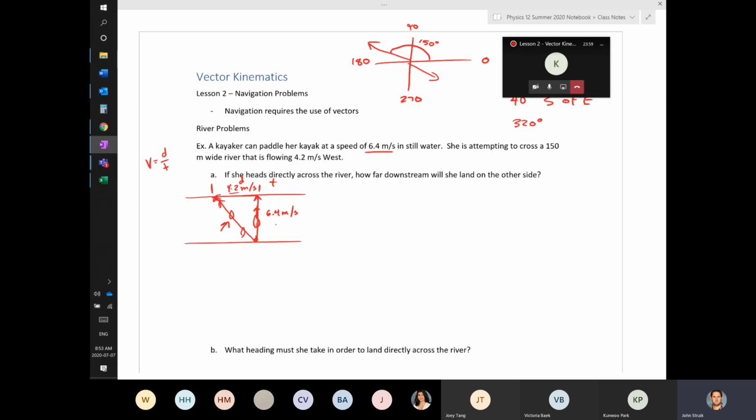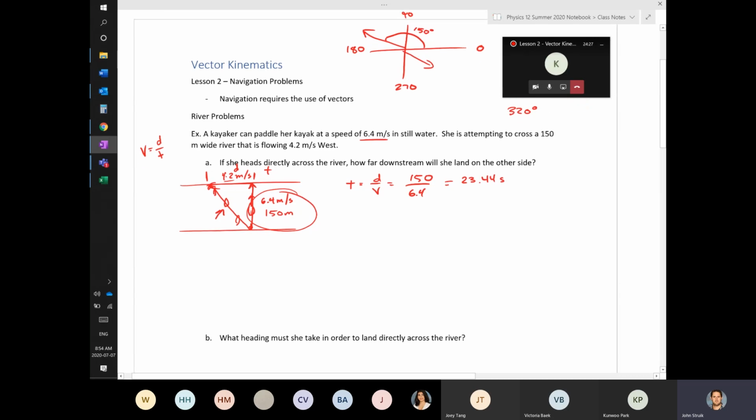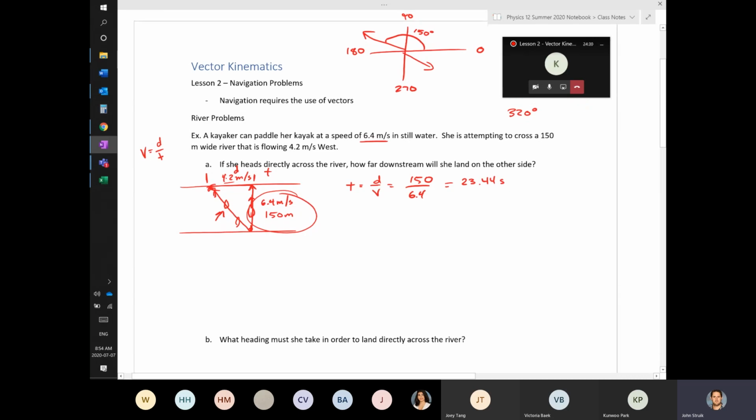The river itself is 150 meters wide. So if you look at these two, we have our velocity and we have our distance. Now we can find our time. The time will be equal to distance over velocity. So 150 divided by 6.4, which is 23.44 seconds. So that's the time it takes her to cross the river.